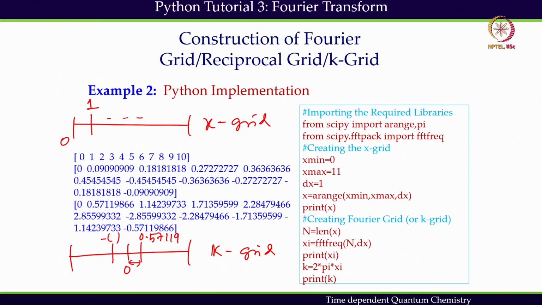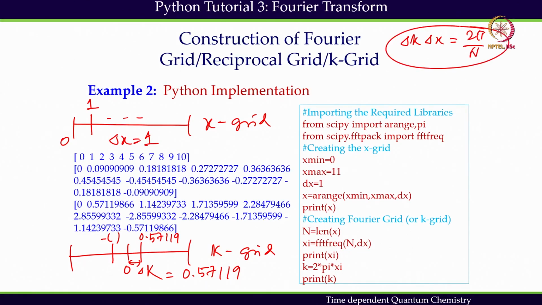So, we see again that delta k is 0.57119 and delta x is 1. So, again we have delta k delta x equals 2 pi by n fulfilled, and this is taken care of by this FFT FREQ, this entire functionality of the SciPy dot FFT pack submodule.